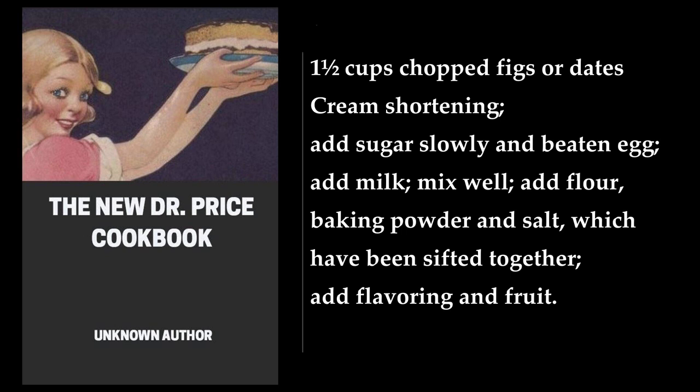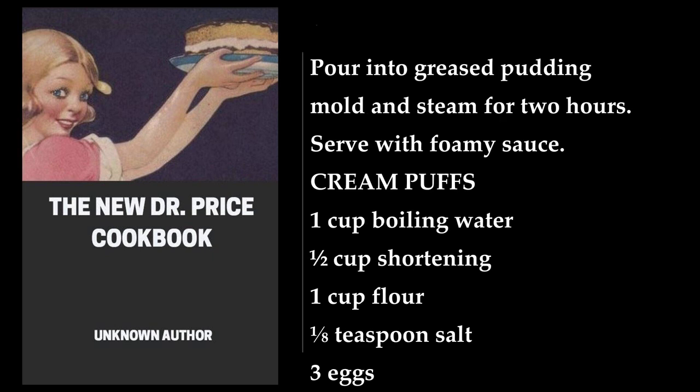Cream shortening. Add sugar slowly and beaten egg. Add milk, mix well, add flour, baking powder and salt, which have been sifted together, add flavoring and fruit. Pour into greased pudding mold and steam for 2 hours. Serve with foamy sauce.